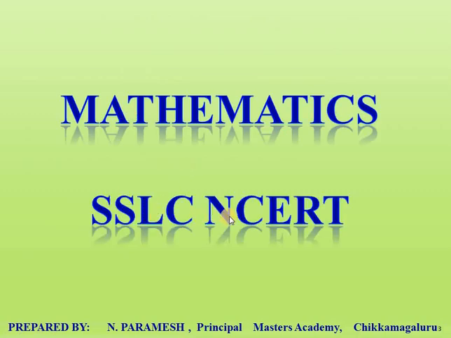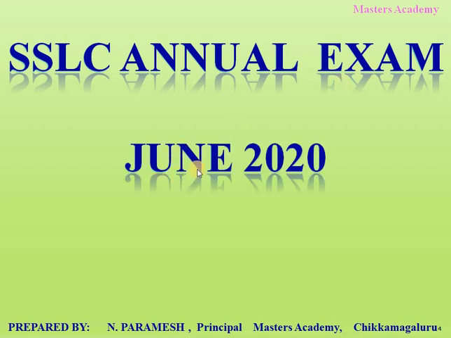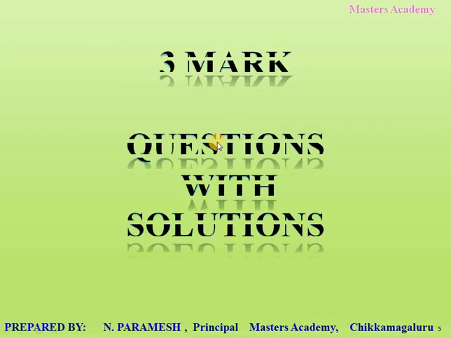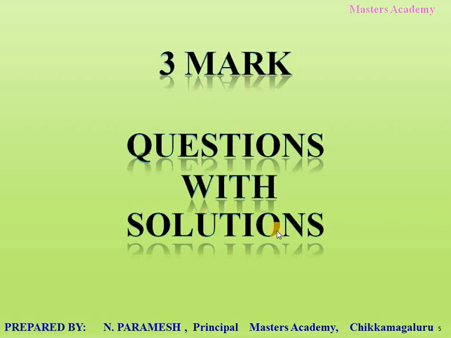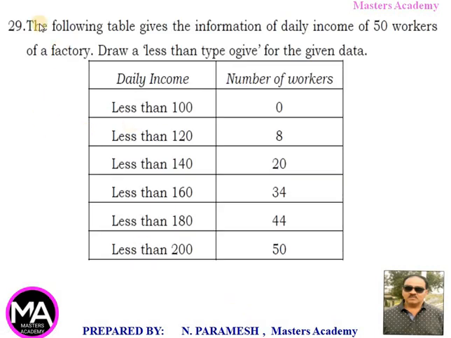Mathematics, SSLC NCERT, SSLC Annual Exam, June 2020, Part 4, 3-mark questions with solutions, prepared by N. Parmesh. 29th question. The following data gives the information of a daily income of 50 workers of a factory. Draw a less than type of ogive for the following data.